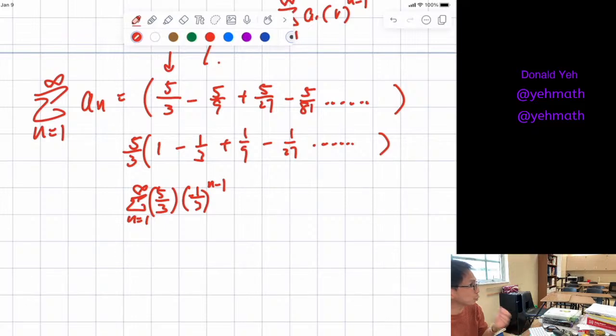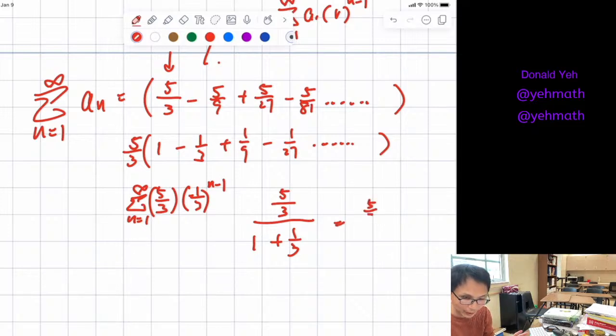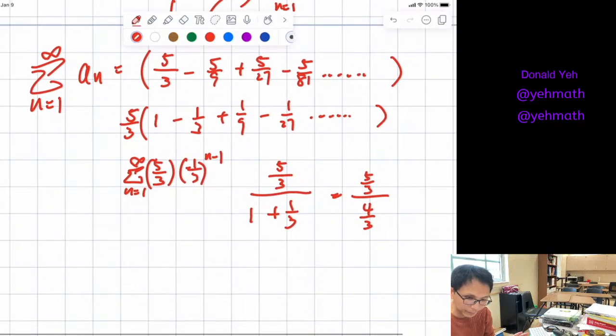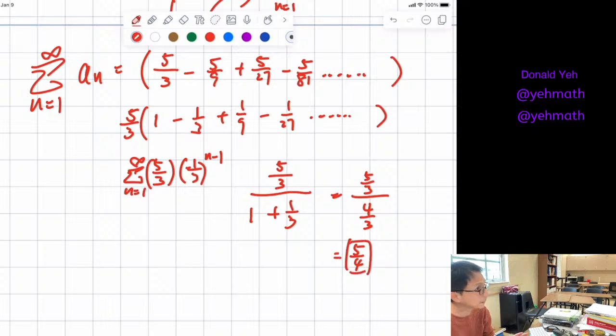Now, if that's true, I can find out a finite series. How do I find a finite series? 5/3. Does that make sense? 1 is a minus or plus? Plus 1/3. See that? Because that's negative, right? So that's going to be 5/3 over 4/3. So the result is going to be 5/4 in this case.